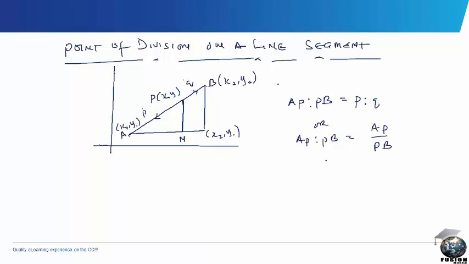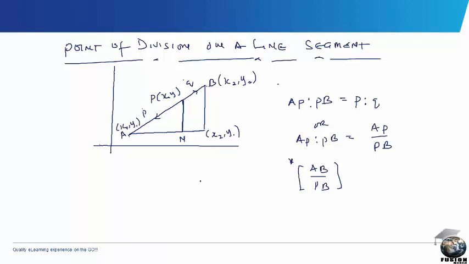We can write ratios in fraction, and for the line parallel to the y-axis, the same thing applies. Then we'll have AP over PB as the proportion of this ratio on the line parallel to y.